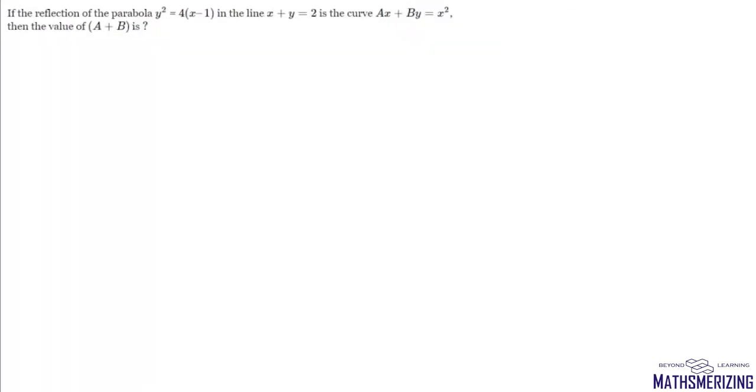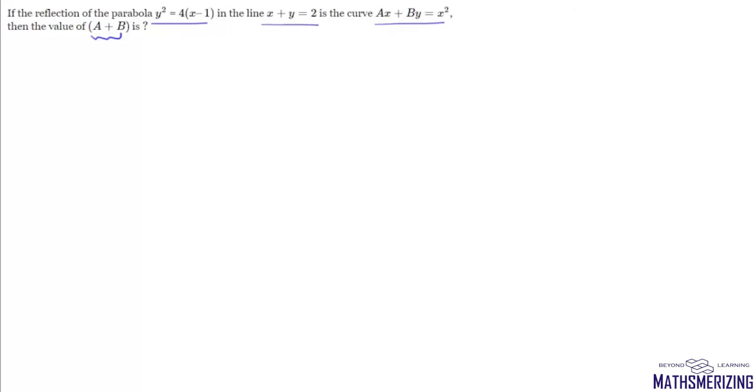Now we'll take another reflection problem. It says if the reflection of the parabola y square equals 4(x minus 1) in the line x plus y equals 2 is a curve ax plus by equals x square, then we need to find the value of a plus b. So we are given this parabola which is y square equals 4(x minus 1).